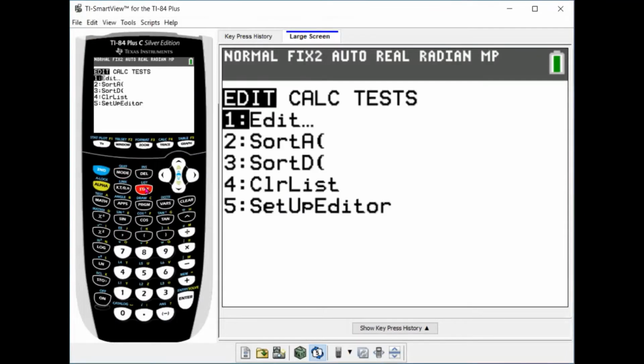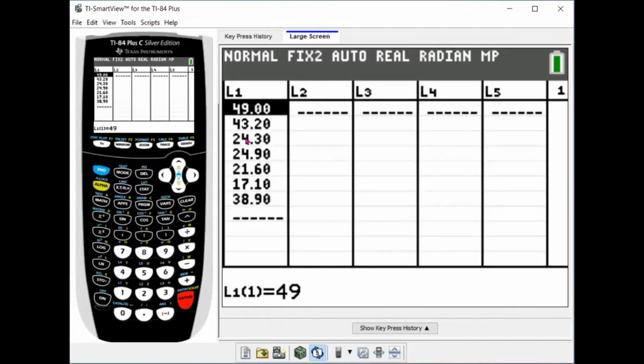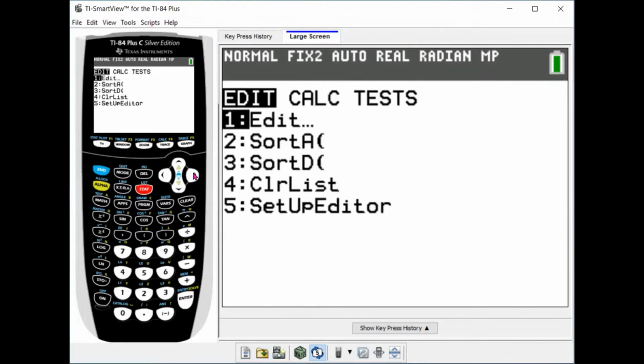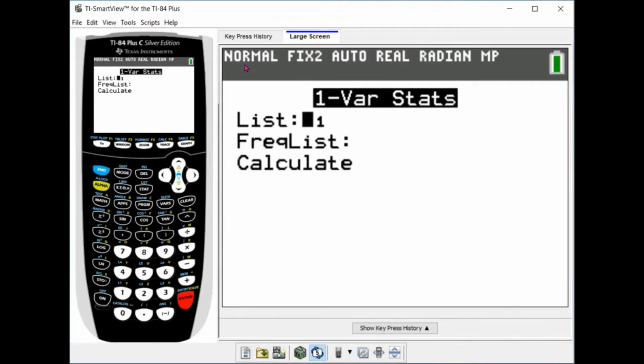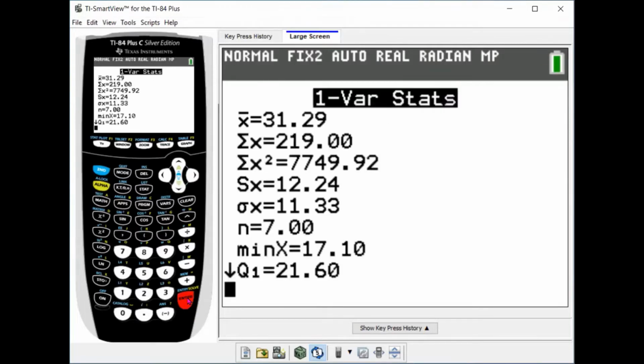First, we go to stat and under edit number 1, and under list 1, we enter the data like this. And once the data is entered, we go to stat and then we go to calculate and we go under one variable stat. Then we verify under list 1, we have the data. We don't have frequency, we leave that blank. We go to calculate and hit enter to get the result.